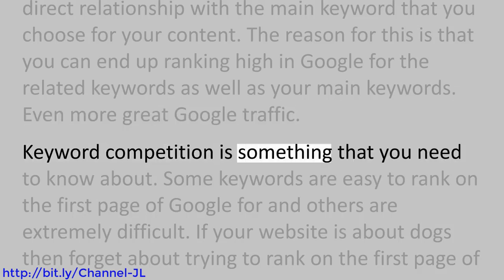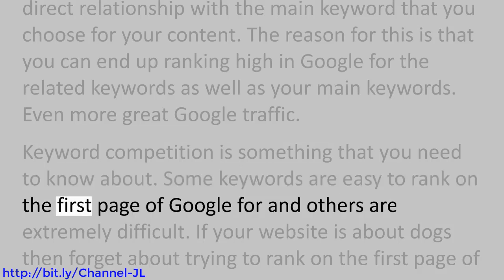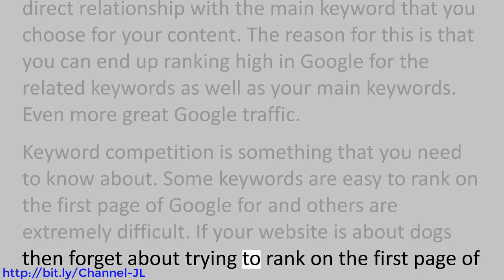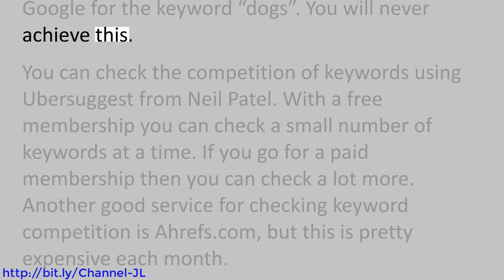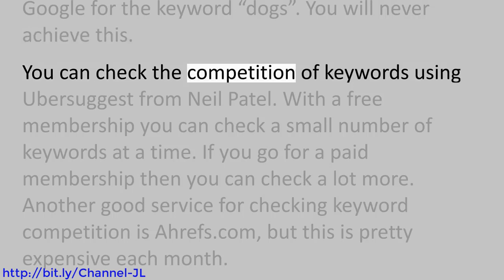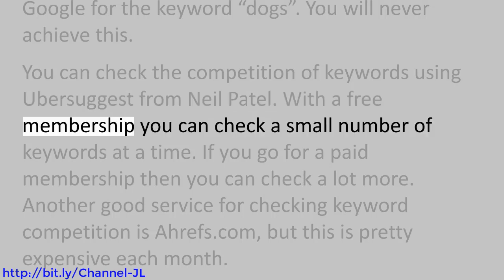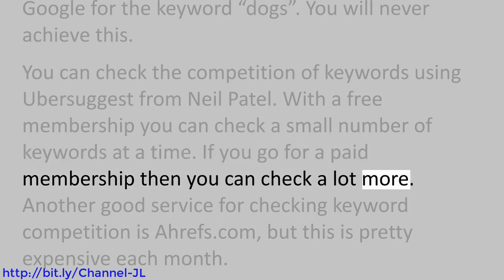Keyword competition is something that you need to know about. Some keywords are easy to rank on the first page of Google for, and others are extremely difficult. If your website is about dogs, then forget about trying to rank on the first page of Google for the keyword dogs. You will never achieve this. You can check the competition of keywords using UberSuggest from Neil Patel. With a free membership, you can check a small number of keywords at a time. If you go for a paid membership, then you can check a lot more.